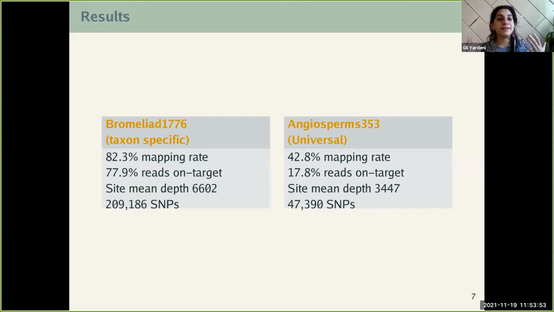When we first looked at the data, what we found was that the mapping rates were much higher for our taxon-specific kit. We saw a higher percentage of reads on target for the taxon-specific kit, and that means that we got more sequences that match the probes that we designed. With the universal kit, we had markers from random regions across the genome. The depth, the coverage of the data was almost twice higher for the taxon-specific kit, and we also had 4 times the number of SNPs. So far, this is what we expected.